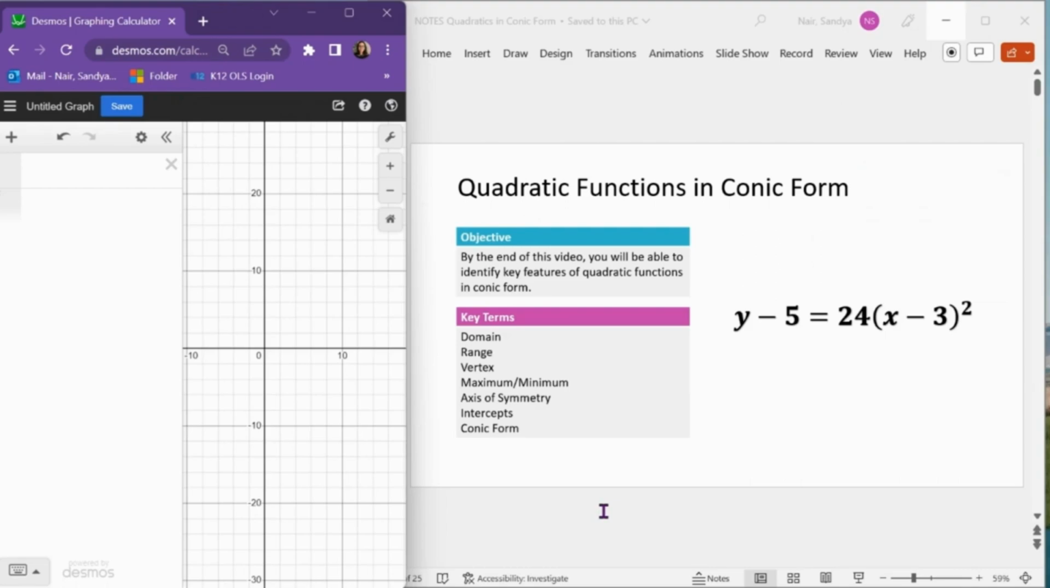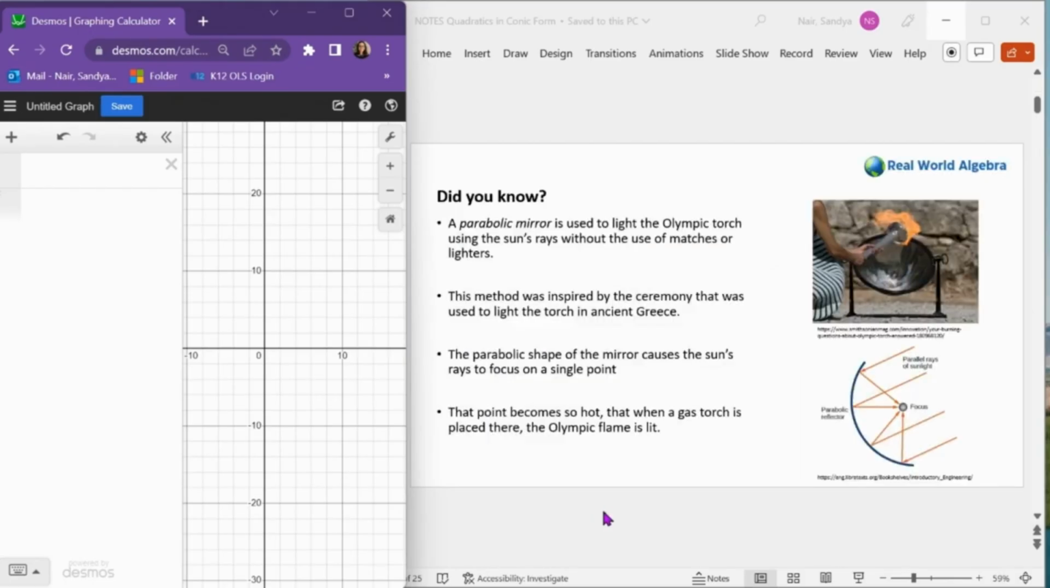In this video, we're going to talk about how to identify key features of quadratic functions in conic form. Did you know that a parabolic mirror is actually used to light the Olympic torch using the sun's rays without the use of matches or lighters? This method was inspired by the ceremony that was used to light the torch in ancient Greece.